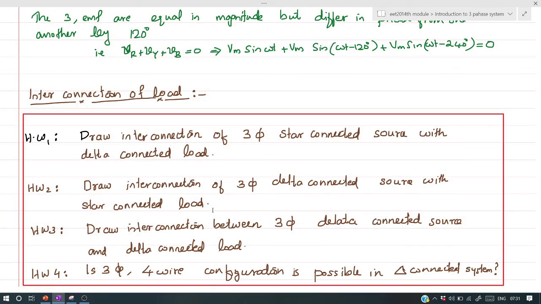And finally, I am giving a question to you. Is a three-phase four-wire configuration possible in a delta connected system? Please justify this question by giving a proper answer.